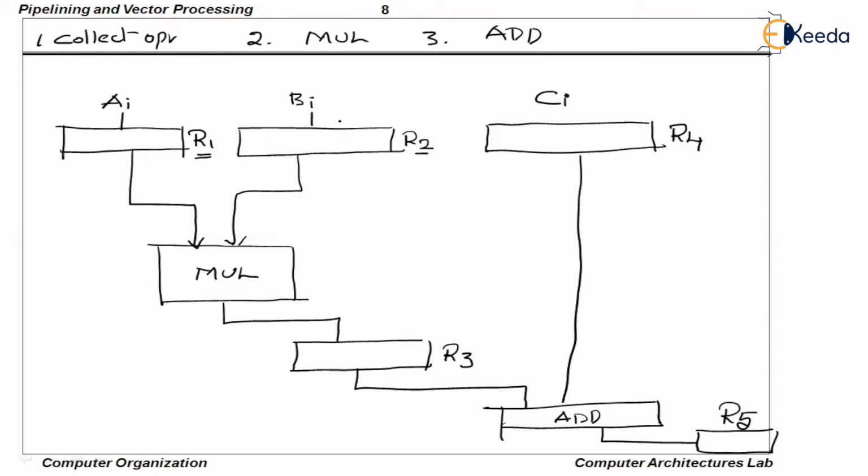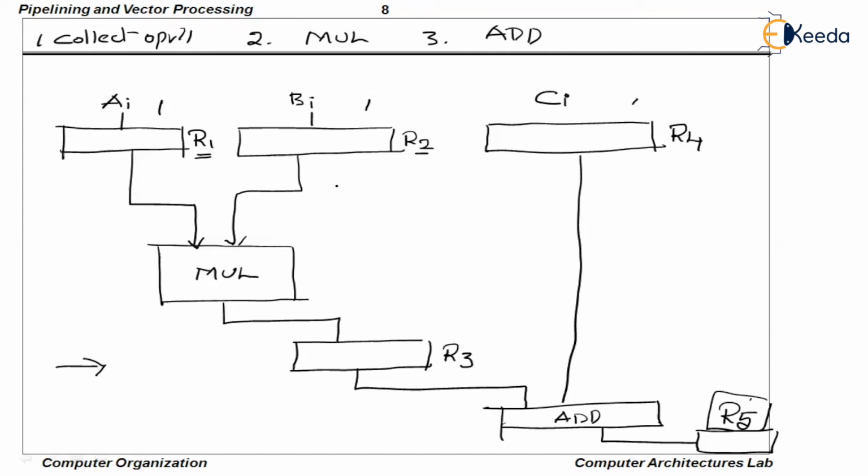Now we do have 3 segments. The first segment is collecting the operands. We are collecting the operands in local registers to the pipeline. Okay. And the second segment is multiplication. The output of the multiplication is collected in one register. Finally, the addition segment. The output of the addition segment is collected in R5. So this pipeline has 3 different segments.